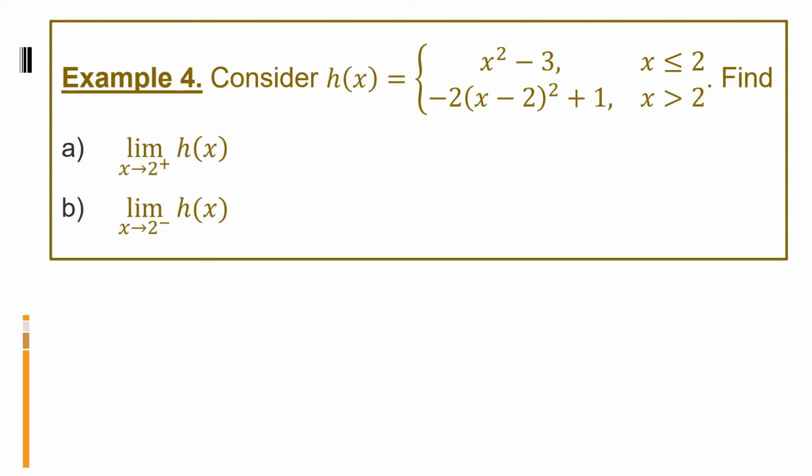Consider h of x to be the piecewise function x squared minus 3 whenever x is less than 2, and negative 2 times (x minus 2) squared plus 1 whenever x is greater than 2.